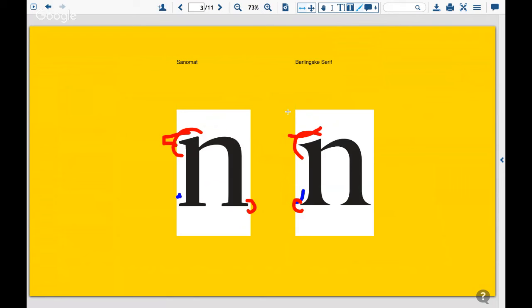Sure. One other thing I noticed now that we're looking at these up close is that the serifs on Berlingske look a little bit longer. They create a little more white space in the rectangle here. Check out how much space there is between the side bearing and the stem, versus here, where it's a little more narrow. That's going to impact the looseness or the feeling of the typeface when you see it in a word. Depending on how long your serifs are, they're going to affect your spacing. Yes, I was noticing that as well. Sanomat is very tight fitting.